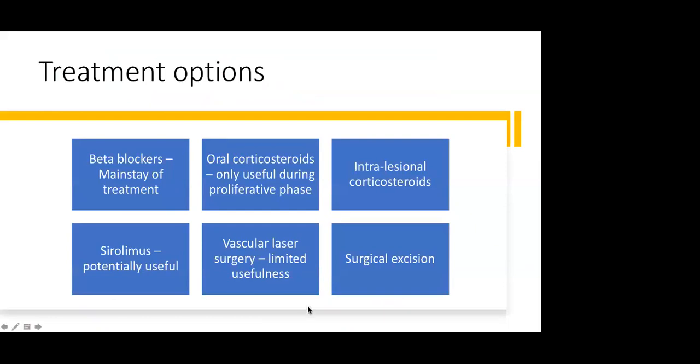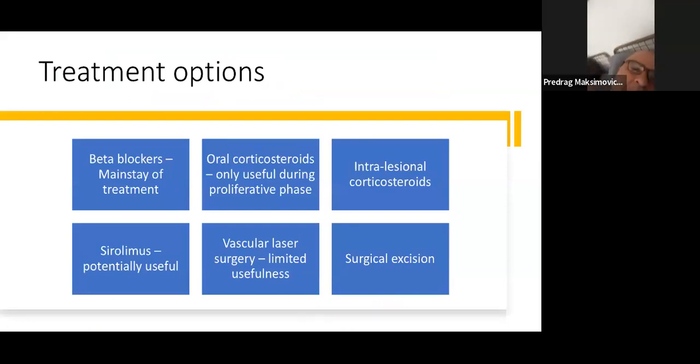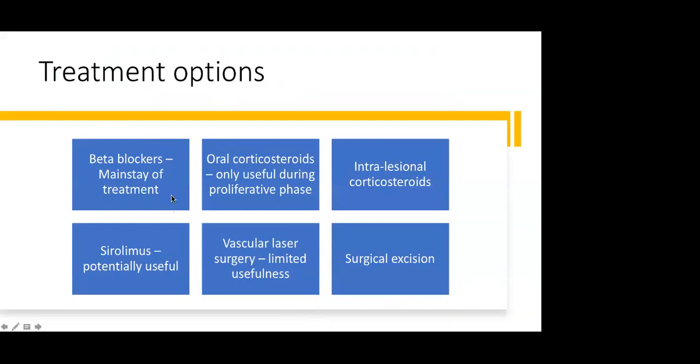But should treatment be required, the treatment options include beta blockers, which are the mainstay of treatment currently. Oral corticosteroids can be used as a second line, but they're only useful during the proliferative phase and not after that. Intralesional corticosteroids have also been reported. A few studies report sirolimus use as a third-line agent, and then there is vascular laser surgery and surgical excision if poor response to the above.